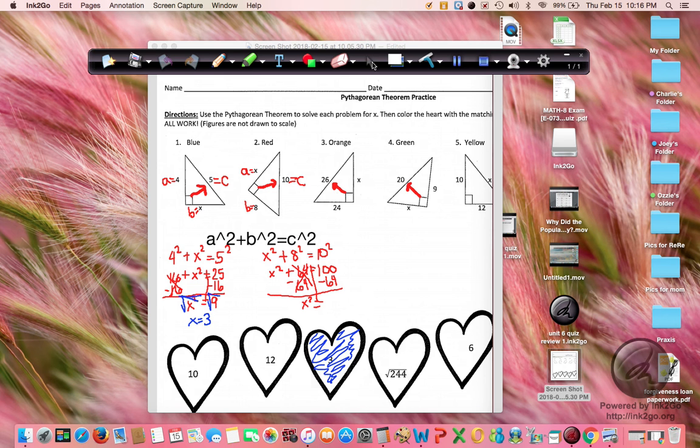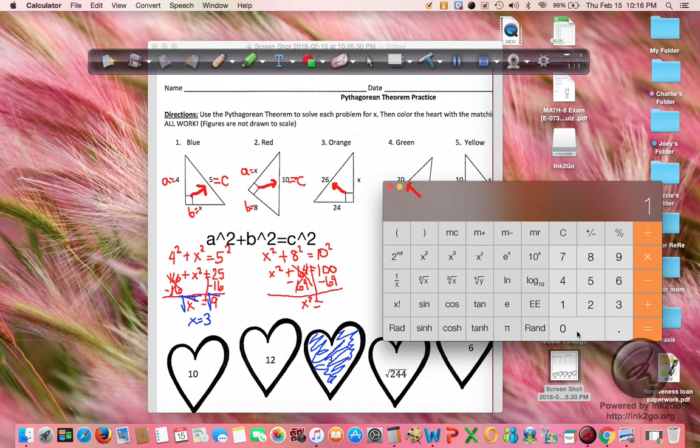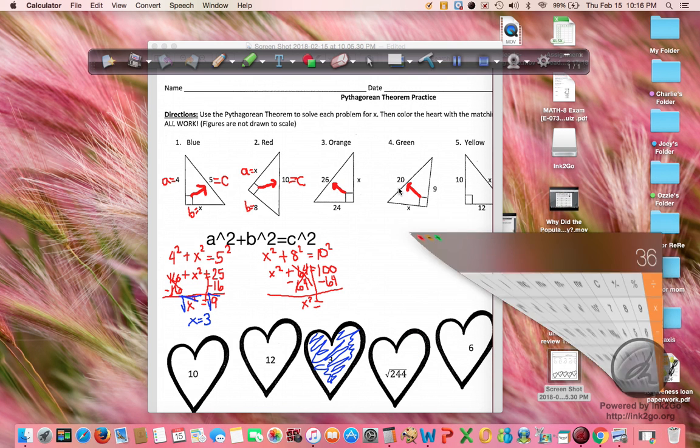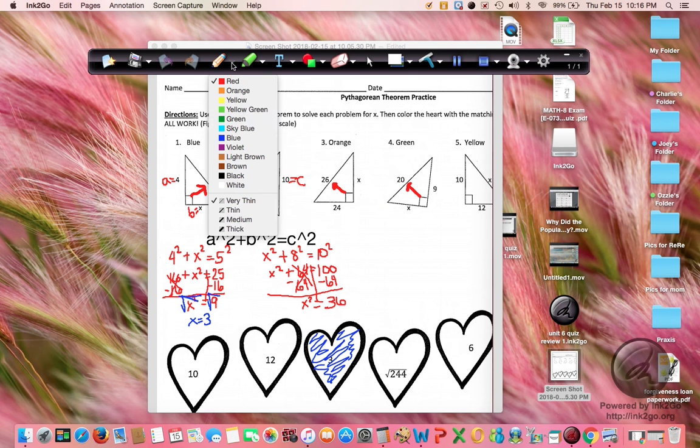Well, let's go to my calculator here. Okay, so 100 minus 64 equals 36. So come back over here and we write 36. Yes, I want you to show me work for each problem. You can do it underneath the problem, on the back of the sheet, on a separate sheet and staple. Doesn't matter to me which way.